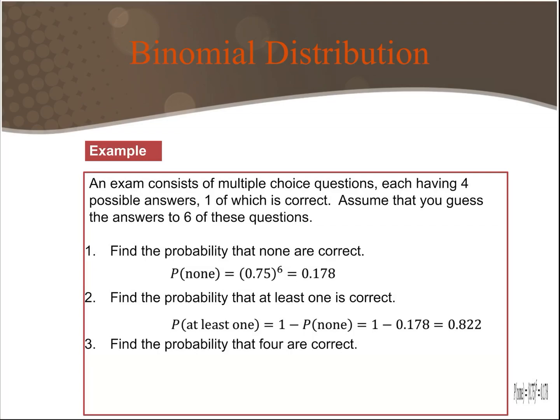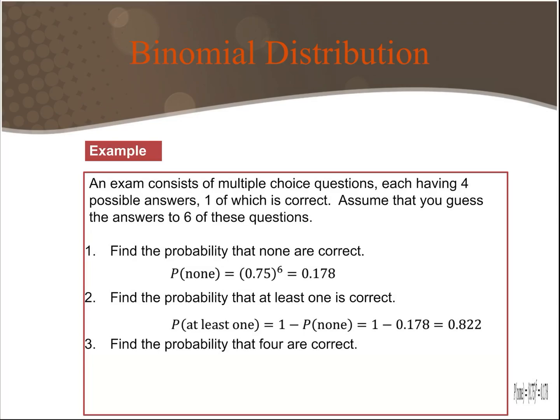0.178. Now the probability that at least 1 is correct is 1 minus the probability that none are correct. Again, that's what we talked about in the last lesson. So that would be 1 minus 0.178 or 0.822. And then finally, find the probability that exactly 4 are correct.